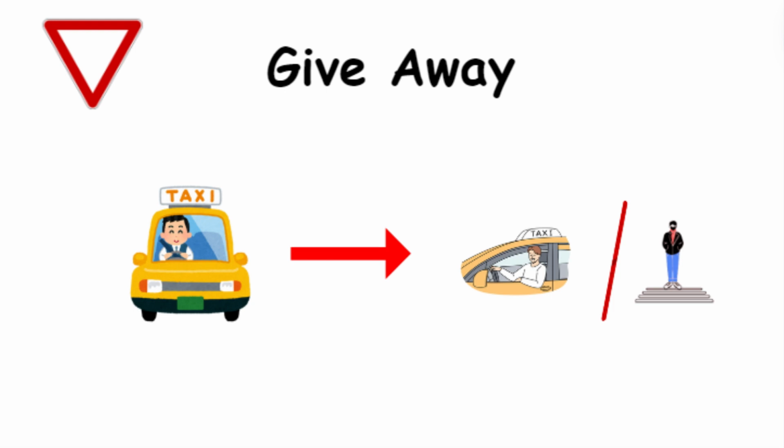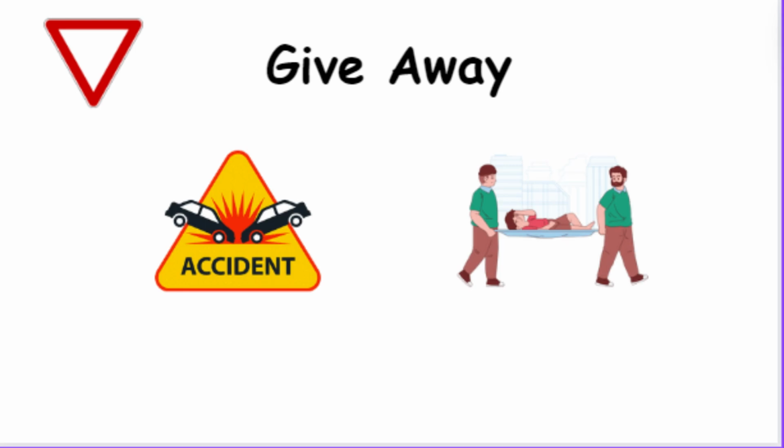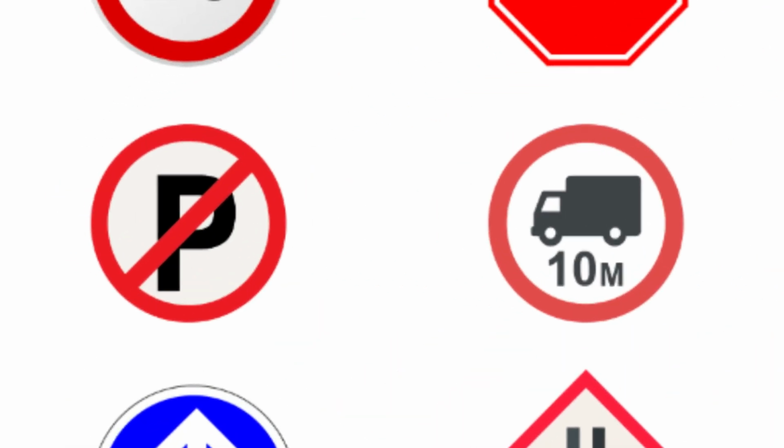The give way sign, also known as the yield sign in some regions, is a triangular traffic sign with a red border and white background. It directs drivers to yield or give way to other vehicles, pedestrians, or cyclists who have the right-of-way at an intersection or merging lane. When encountering a give way sign, drivers must slow down, be prepared to stop if necessary, and yield to other road users to ensure safe traffic flow and prevent accidents.